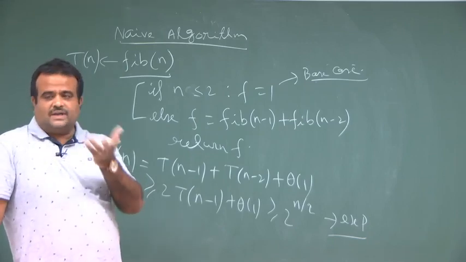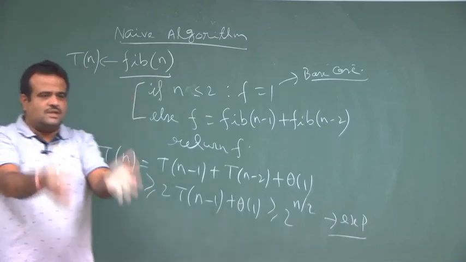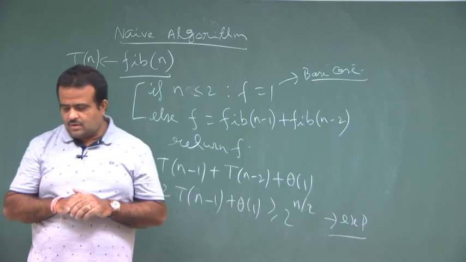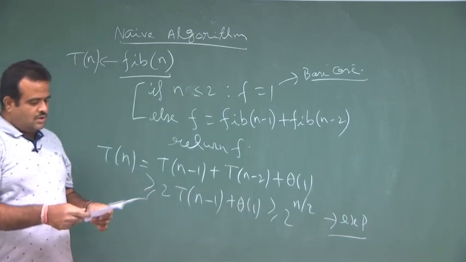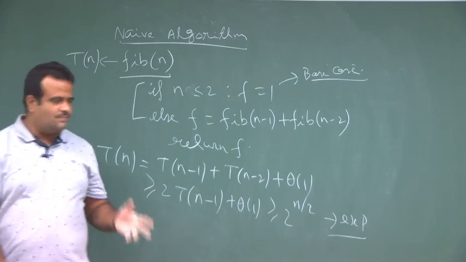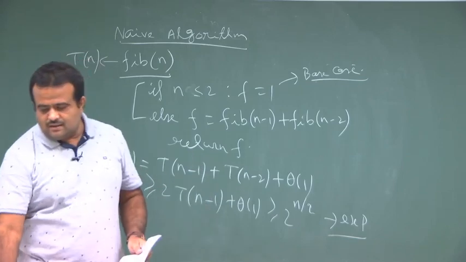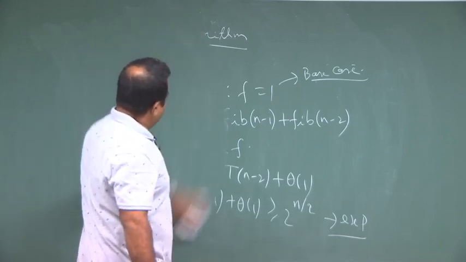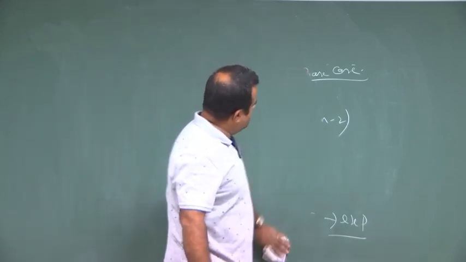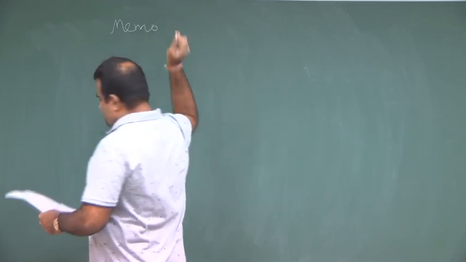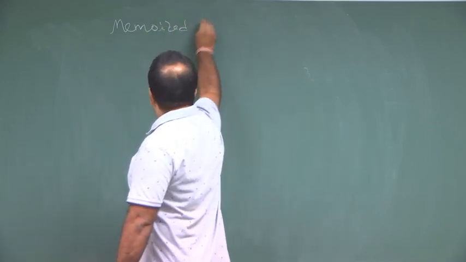Now we want to use the dynamic programming technique to reduce this exponential algorithm to a polynomial time algorithm, like a linear algorithm. We will use two techniques to do that: one is the memoized DP algorithm, another is the bottom up DP algorithm. First let us start with the memoized DP algorithm, because exponential is bad.